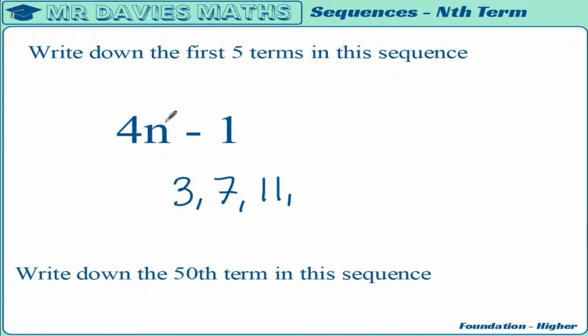The fourth number is 16. Take away 1 is 15. And the fifth number in the 4 times table is 20. Take away 1 is 19. There are the first 5 terms in that sequence.